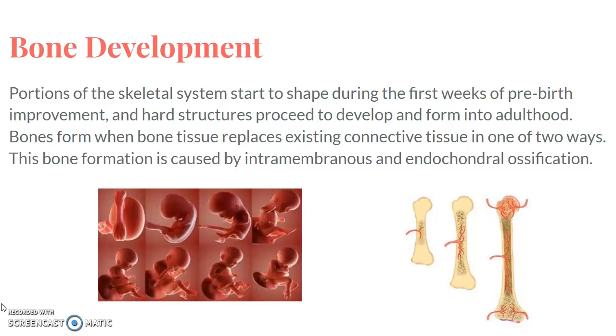Portions of the skeletal system start to shape during the first few weeks of pre-birth, and hard structures proceed to develop and form into adulthood. Bones form when bone tissue replaces existing connective tissue in one of two ways, which is intramembranous ossification or endochondral ossification. And ossification is bone formation.